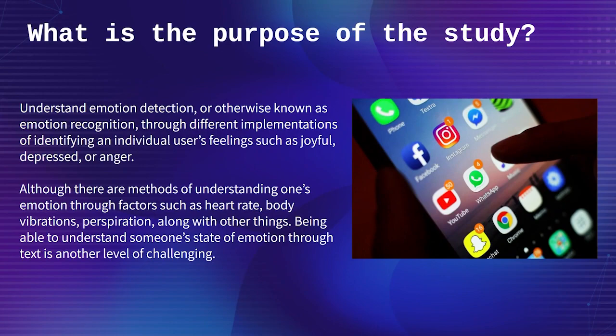Now, what is the purpose behind the study? The main purpose behind the study was to fully understand emotion detection, otherwise known as emotion recognition, which is done through different implementations of identifying an individual user's feelings. These feelings would be things such as joy, depression, anger, jealousy, or anything of that sort. Now, although there could be methods of understanding one's emotion through factors such as heart rate, body vibrations, or how much they sweat, and this is not limited to just these factors, being able to understand someone's state of emotion through text over the internet is a challenge that is on a different level.